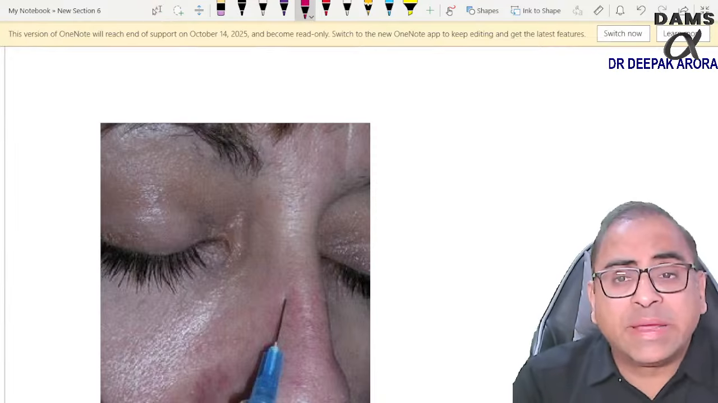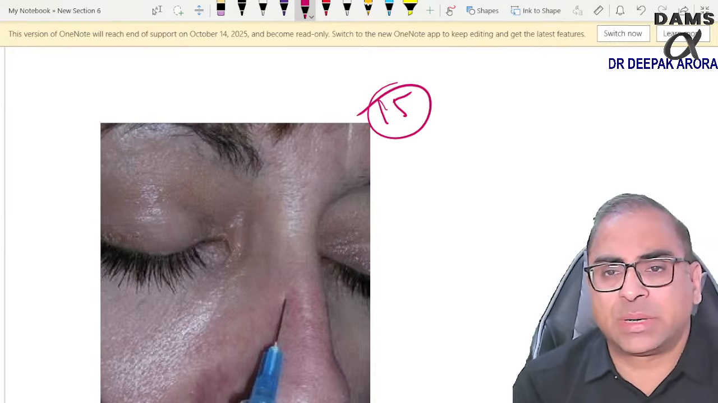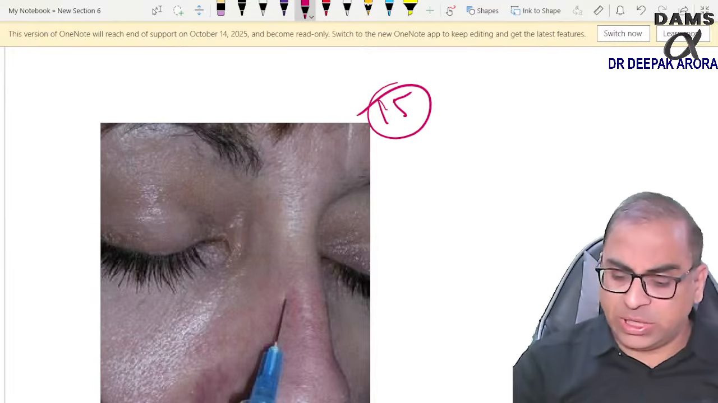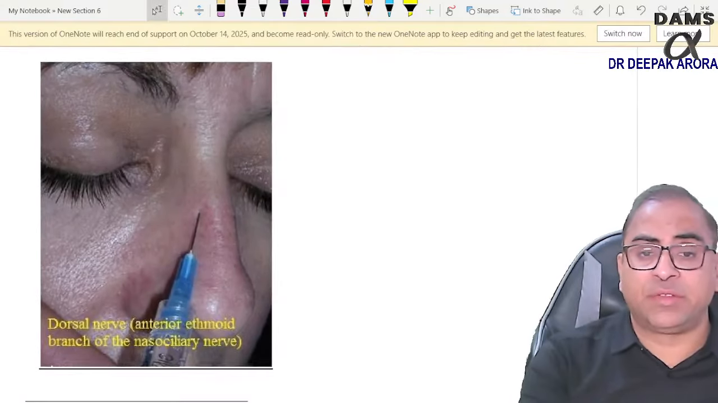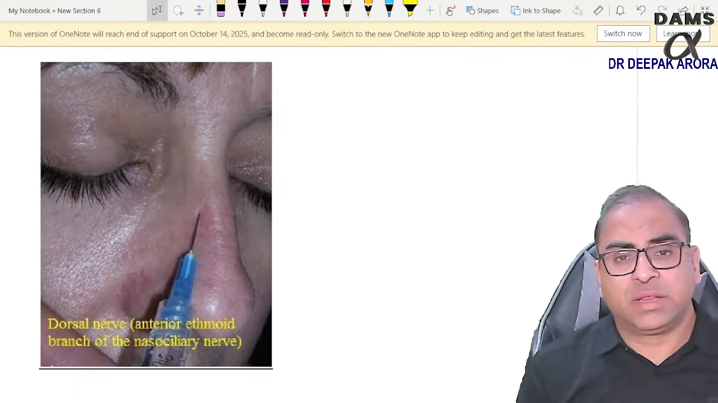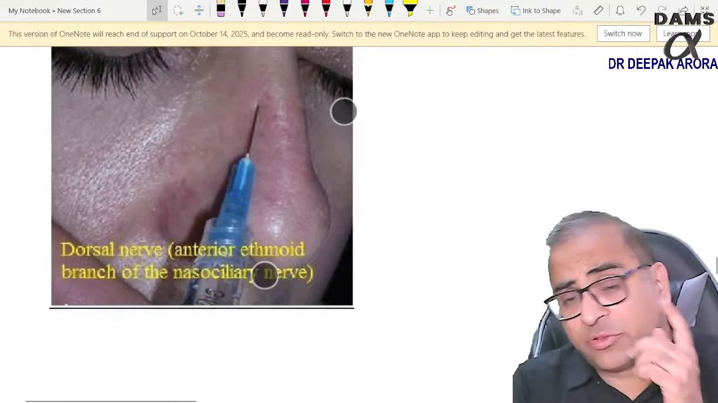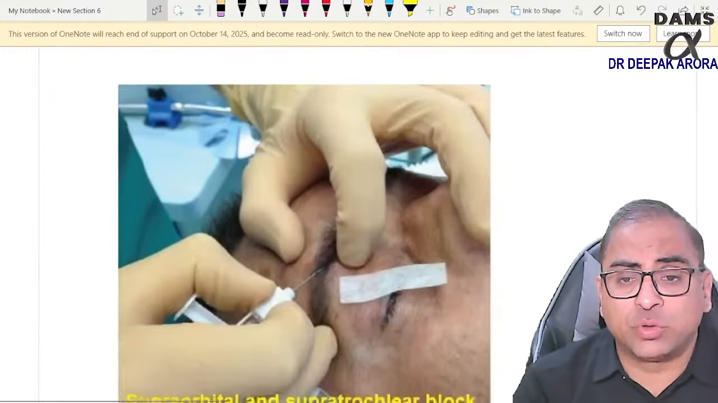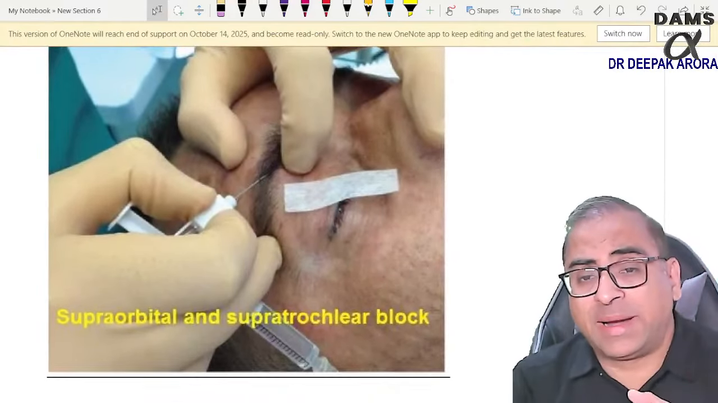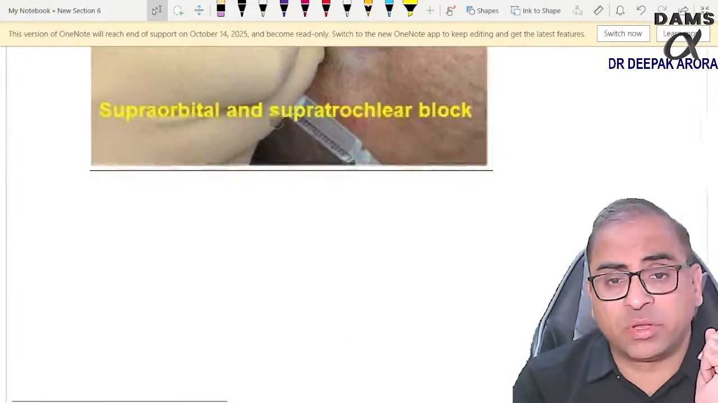Your notes should be very concise. I always say my ENT notes should not be more than 15 pages, where the must-read topics should be there, and you should revise multiple times. In my test and discussion, in the DVT session, all these blocks, they have been asking for the last 2-3 years, beta. What is the anterior ethmoidal block, also known as nasociliary block? If they show you this type of image, it is known as supraorbital supratrochlear block. In 2023 and 2022 they asked these questions.